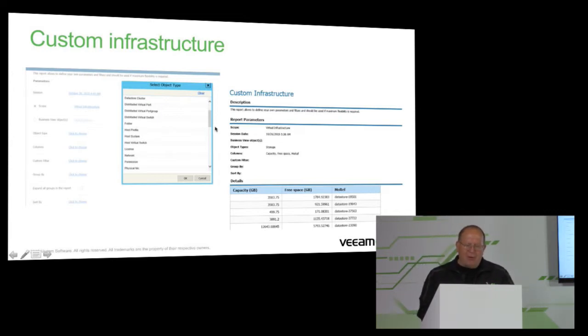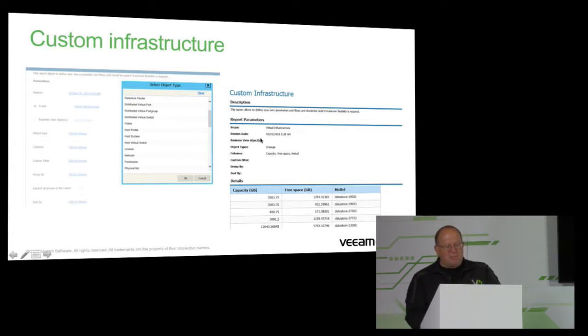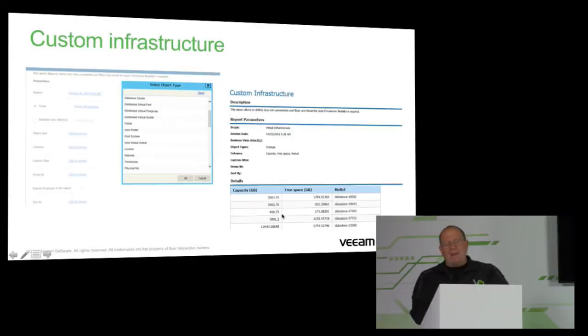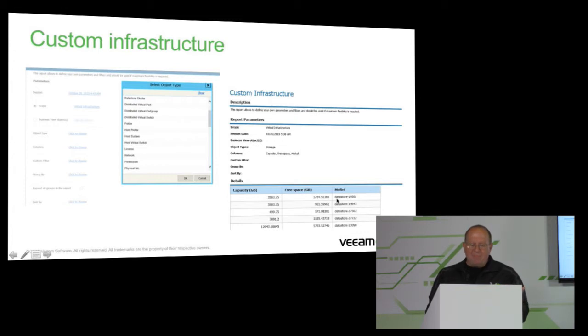So this report that I made, you can see the scope is a virtual infrastructure report. I wanted to pull it from the storage objects, and the columns or attributes I needed were capacity, free space, and the MoRef IDs of the VMs. As you can see, I run the report, it shows me some capacity in my data stores, and it gives me a MoRef ID. Now, I could have added the name, which probably would have been a little more useful than the MoRef ID, but I got the MoRef IDs that I needed.